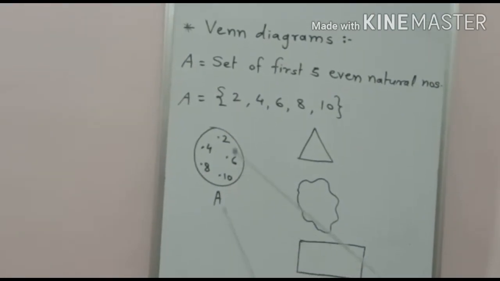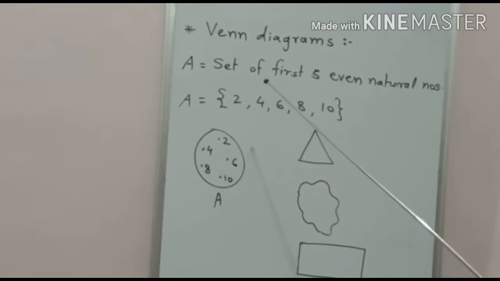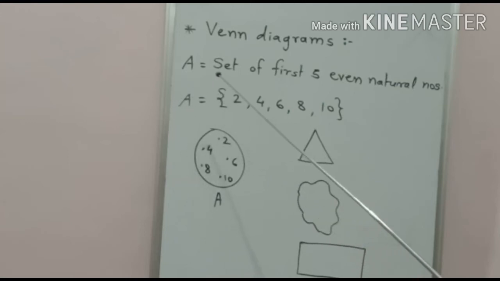So the question is, you are given a set in rule method and you have to represent it by Venn diagram. So first, as rule method is given, you convert it into what? Listing method, and then draw any figure like a triangle or circle, and write the elements in that particular set. That closed figure is known as Venn diagram. Okay.